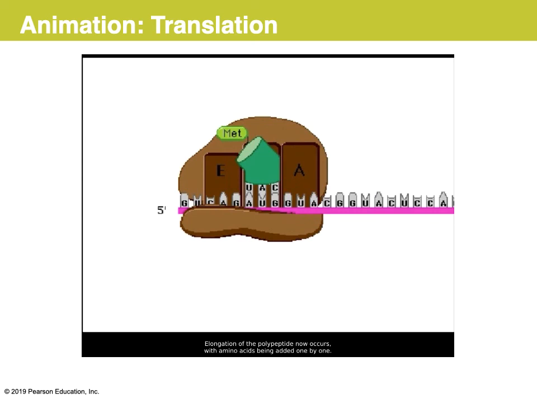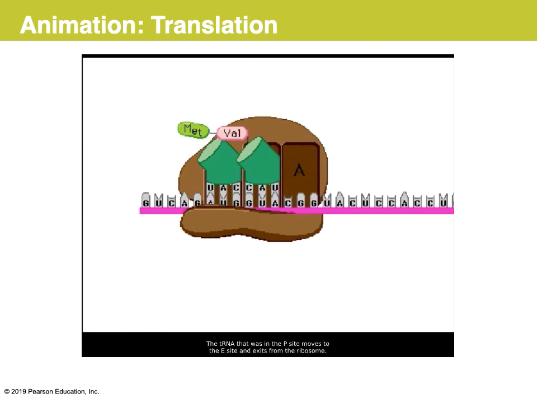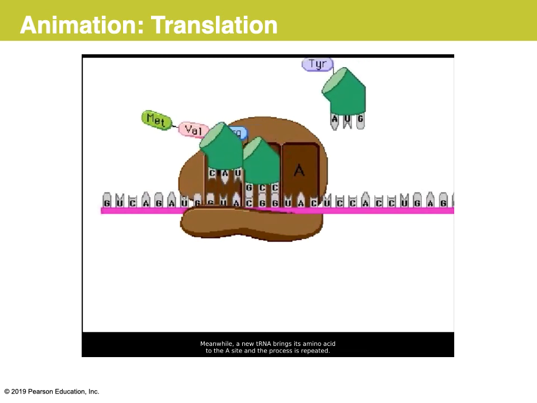Elongation of the polypeptide now occurs, with amino acids being added one by one. The codon in the A site of the ribosome pairs with the anticodon of the appropriate tRNA molecule. Part of the ribosome catalyzes the formation of a peptide bond between the amino acid extending from the P site and the amino acid extending from the A site. The tRNA in the A site now translocates to the P site. The tRNA that was in the P site moves to the E site and exits from the ribosome. Meanwhile, a new tRNA brings its amino acid to the A site, and the process is repeated.